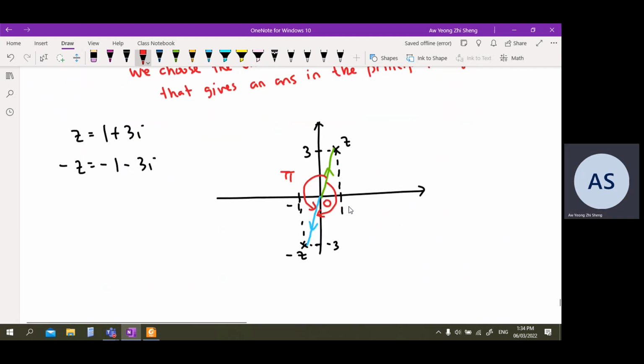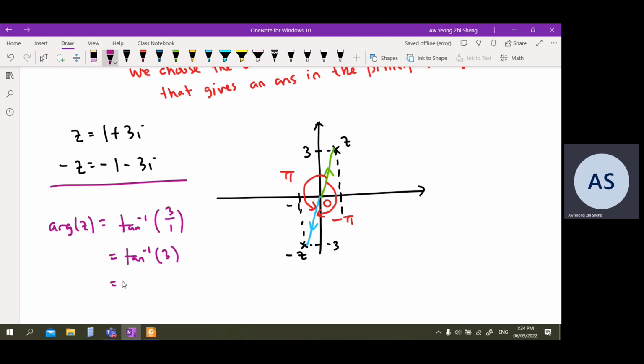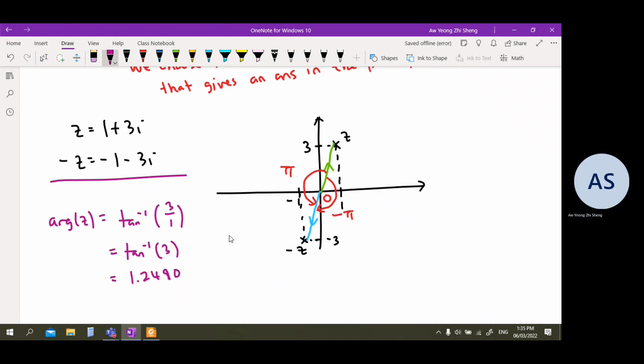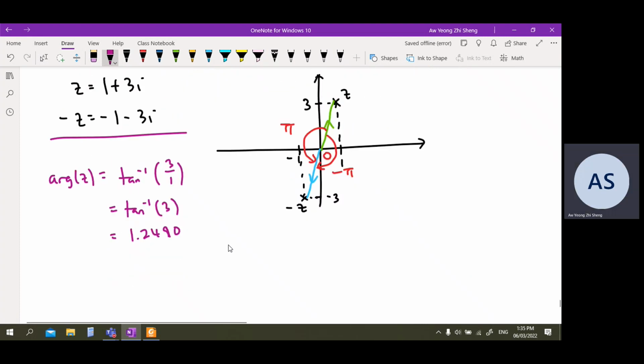Right, so whether we should add or minus pi depends on which one gives us an answer in the principal range. So in this case, using this example, my argument of z, because z is in the first quadrant, is just inverse tangent of 3 over 1, which is inverse tangent of 3. Let me just press my calculator. Inverse tangent of 3, I will get 1.2490. I use more decimal places here just for the sake of getting a more accurate answer.